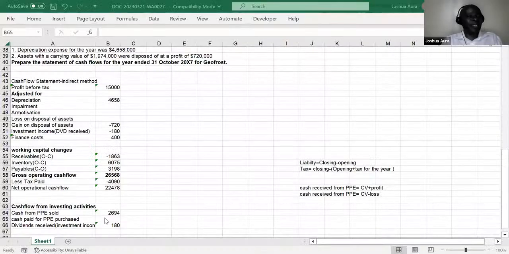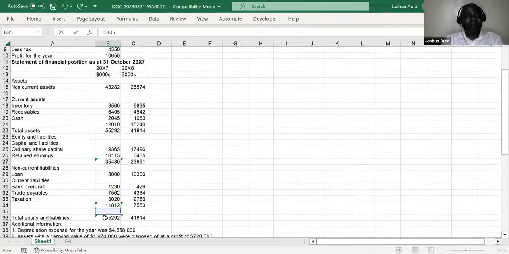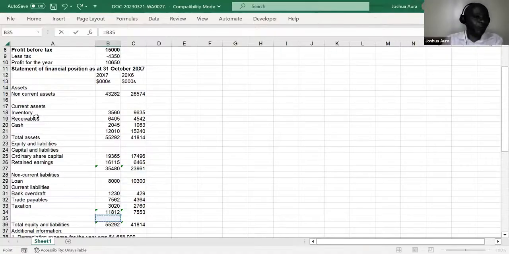So I would want to get the cash paid for PPE purchased. So in this case, I'll come and say equals. I go to PPE, which I found under non-current assets. So I start with the opening balance. I say minus closing balance. Then from there, I'll go to my notes in the accounts. In my notes in the accounts, I can see, ladies and gentlemen, how the movements were.